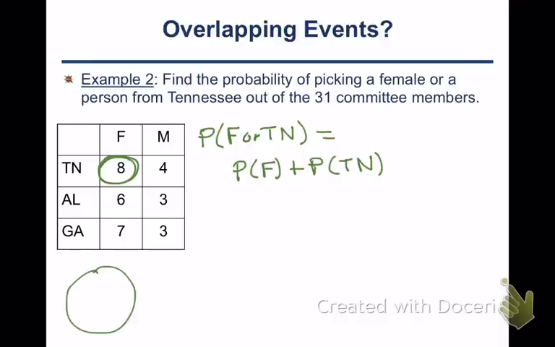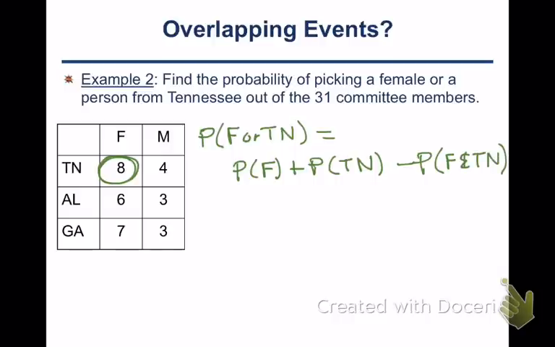If you want to see the Venn diagram real quick, that would be this 8 right here. The 6 and the 7 would be for other females. And then for males would be 4, 3, and 3. So that would kind of be the female-male intersection. I'm just going to go ahead and erase this. You don't need it. So let's go ahead and then subtract people who are both female and from Tennessee.